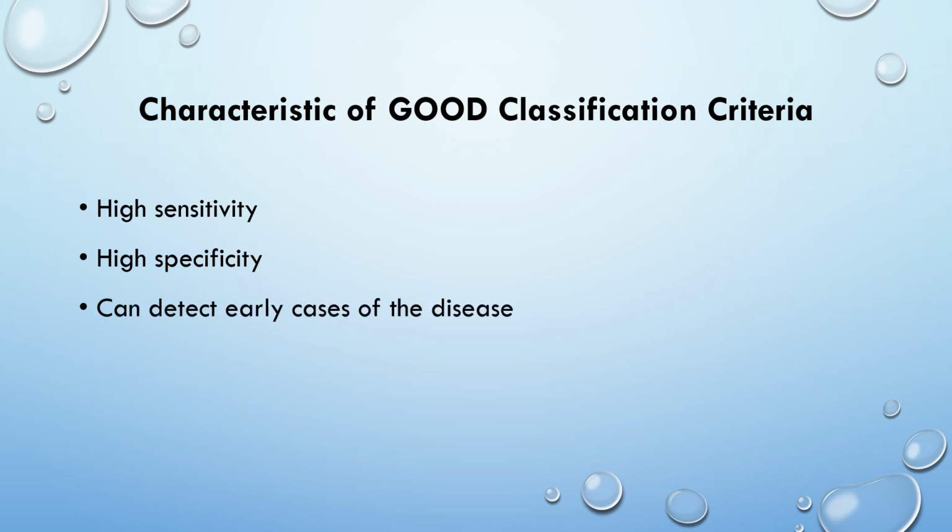Also, the ability of the criteria to detect early cases. It is not a good job to diagnose rheumatoid arthritis at the stage of deformity. It is not wise to diagnose systemic lupus at the stage of renal failure or advanced renal disease. We should detect these diseases as early as possible to prevent these complications. So if the criteria can detect early cases, it is good criteria.